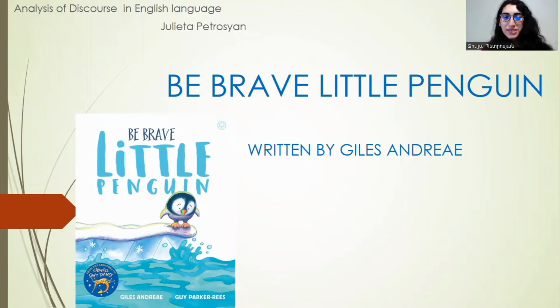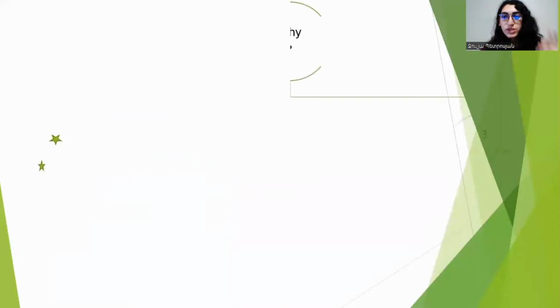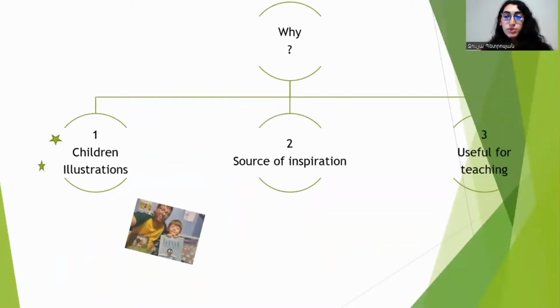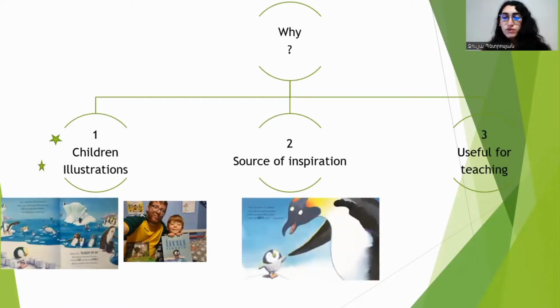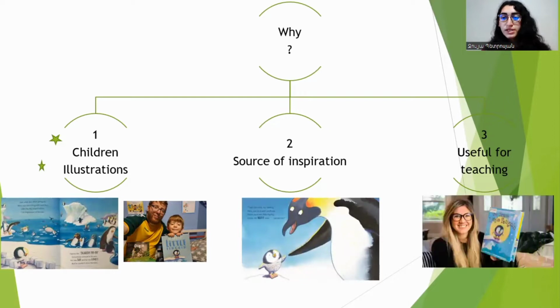Today I will present my discourse analysis. I have chosen a tale, Be Brave Little Penguin. First of all, there are three main reasons why I have chosen this tale. The first one, it is teachable for children and has good illustrations that you can see on the screen. Second one, it can be a source of inspiration for trusting parents. And the third one, it can be used for teaching purposes.